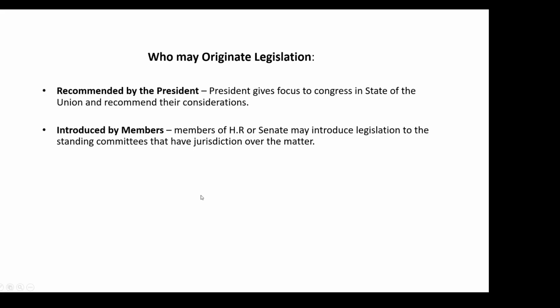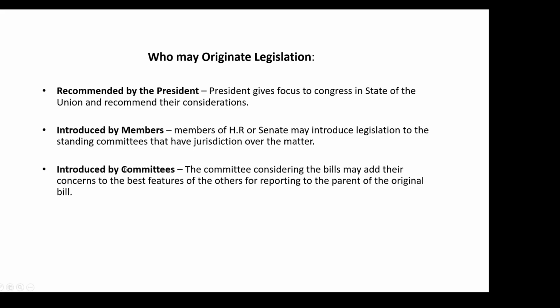It can either be introduced by members of Congress or a whole committee. So those are the only 3 ways in which legislation can be originated.